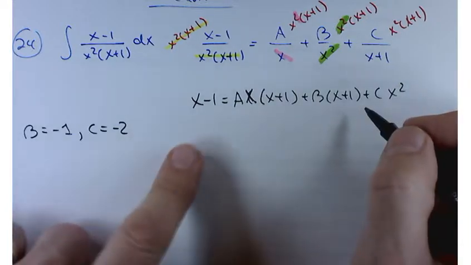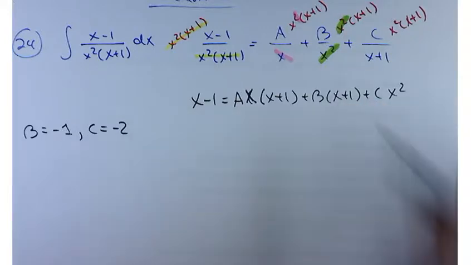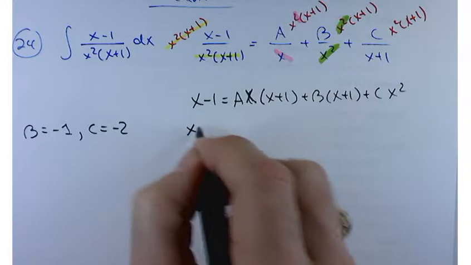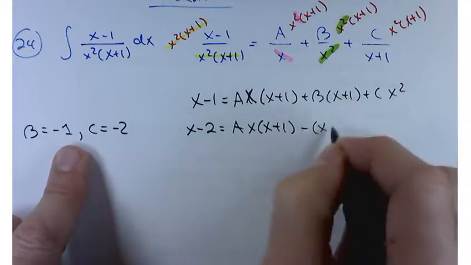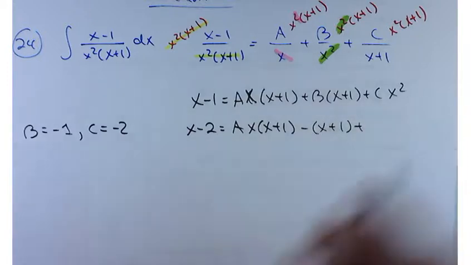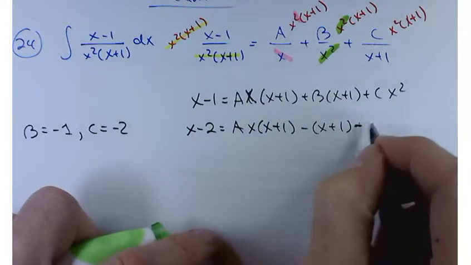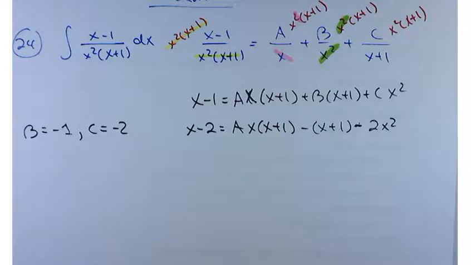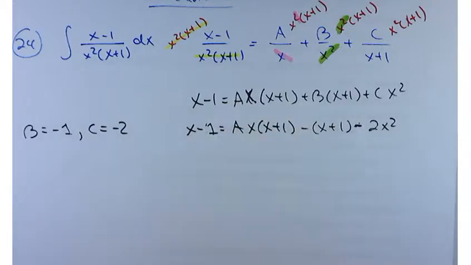Once you get those in the manner we just described, then plug those back in so that you can solve for A. So you'll have x minus 1 equals A times x plus 1 minus, plugging in for B, x plus 1, plus, I should have written a minus there, minus 2 times x squared. So minus 2 times x squared. Should I have a minus 1 here someplace? Oh, yeah, thank you. x minus 1. Okay.